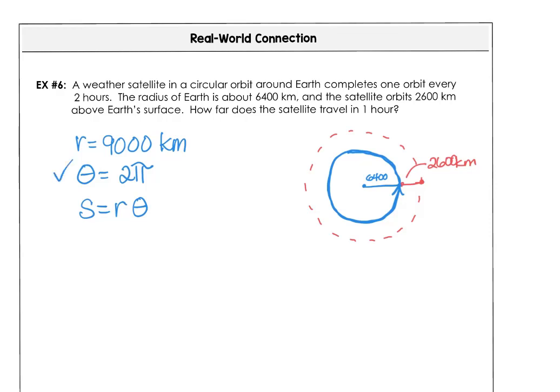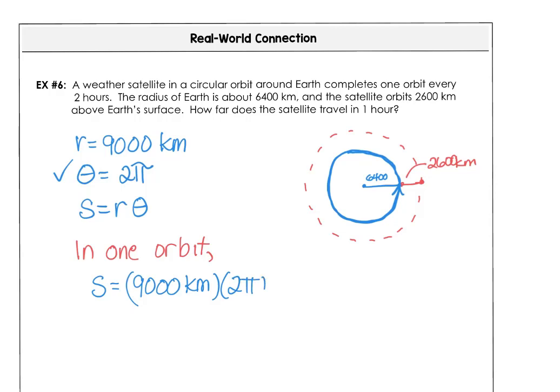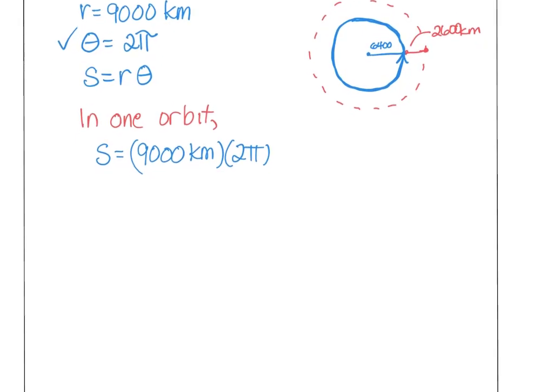And we're going to use the formula S equals r theta as long as theta is in radian measure. So in one complete orbit, the length is 9,000 kilometers times 2 pi. So let's use our calculator and find out that one orbit is roughly 56,548.66 kilometers.